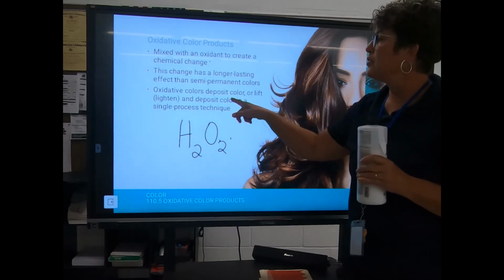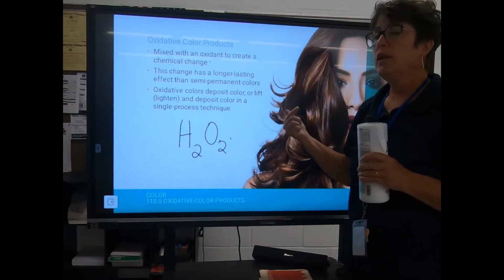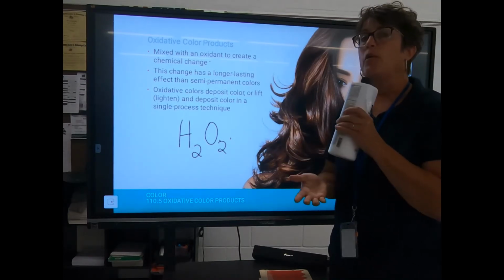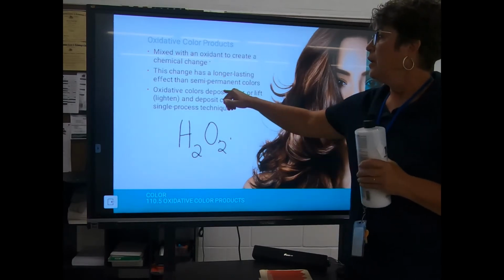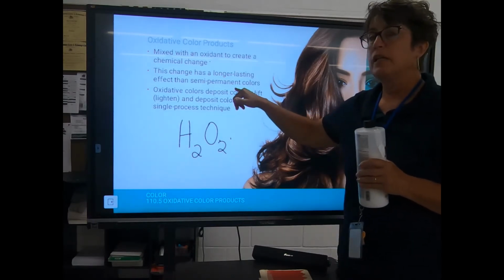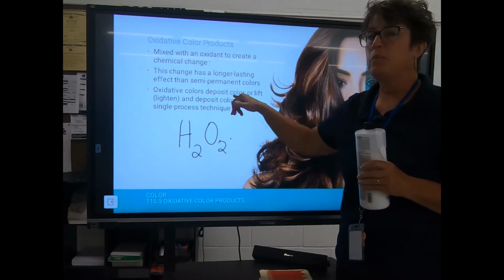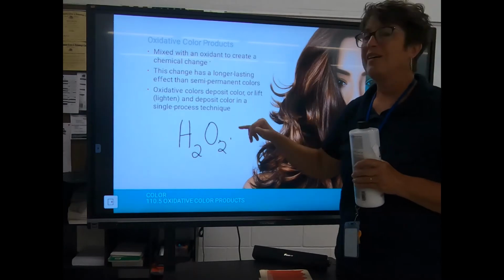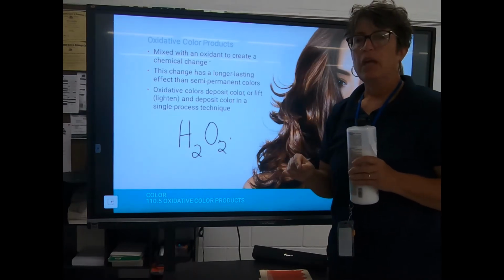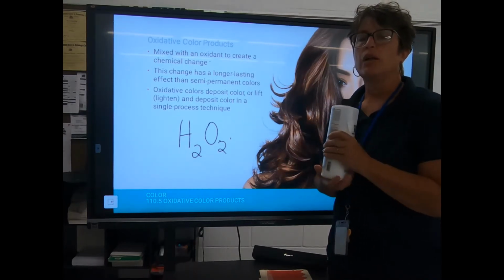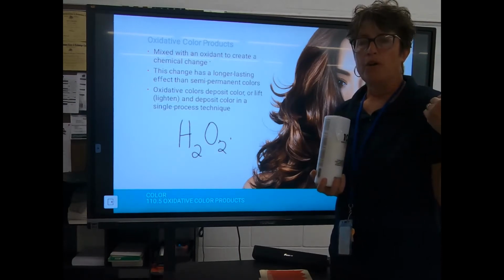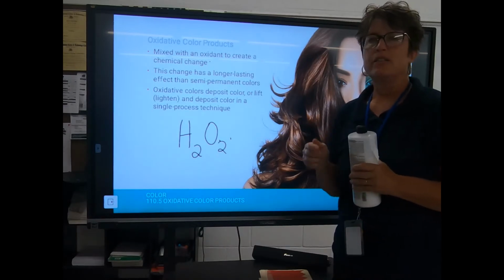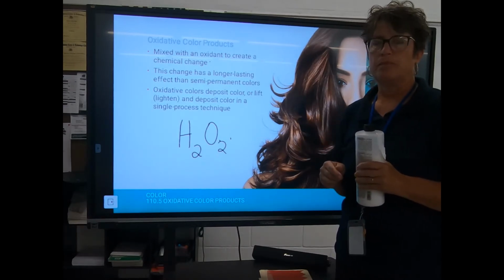And oxidative colors can deposit color or lighten and deposit in a single process. Okay, so that would be your permanent. Demi-permanent can only deposit, permanent can lift and deposit in a single process. All right, it can lift and deposit natural color. If you try to lift artificial color off someone's hair using tint, it will not work. Tint will not remove tint, okay?